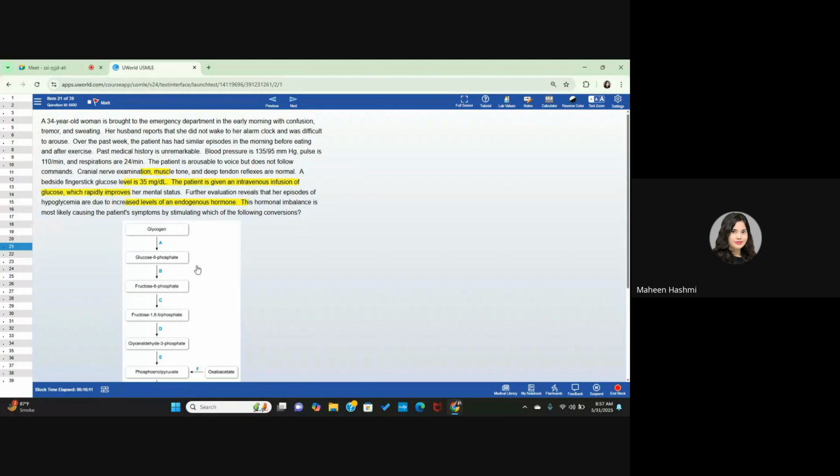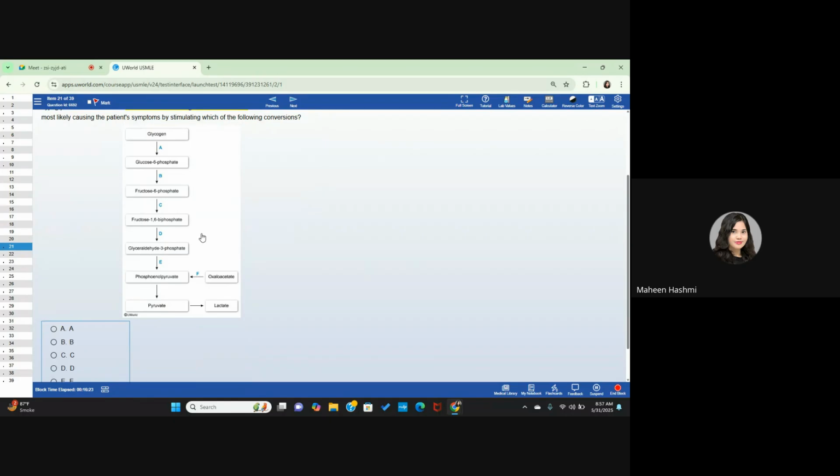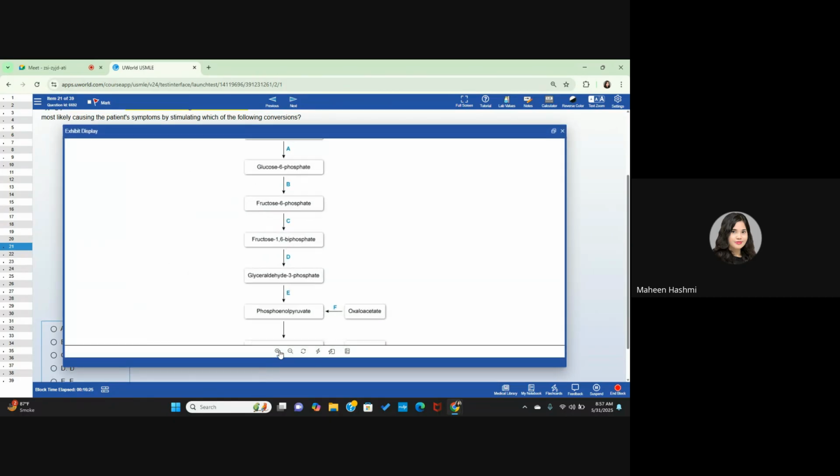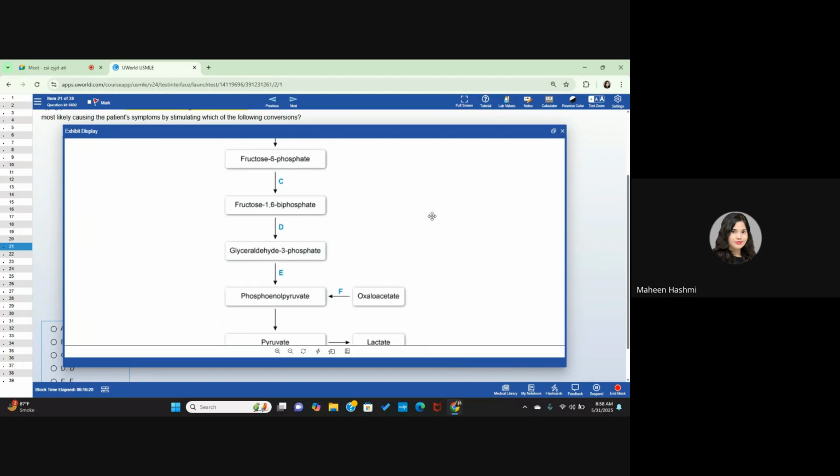All right. So she's having repetitive hypoglycemia. Blood pressure, okay. Pulse is a little erratic. Respirations are a little high. She's been sweating. What's happening? Why is she having repeated bouts of hypoglycemia? Which enzyme is having a problem?